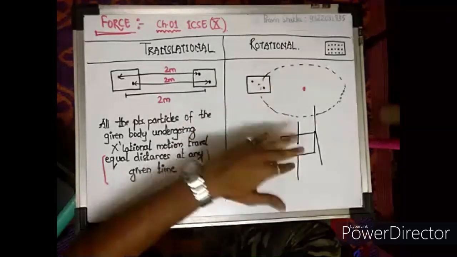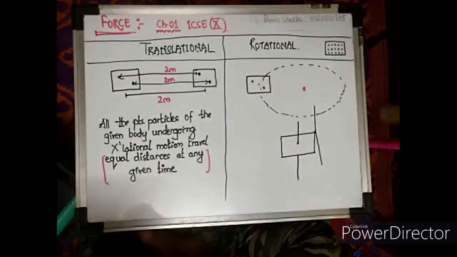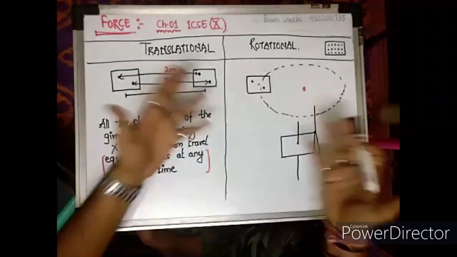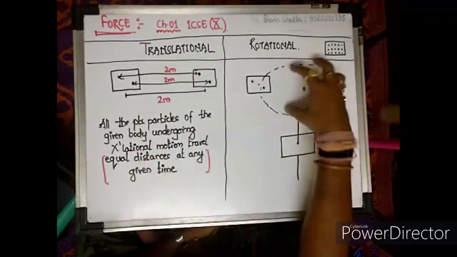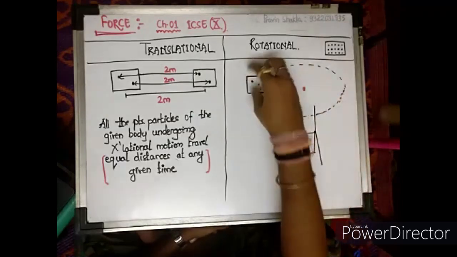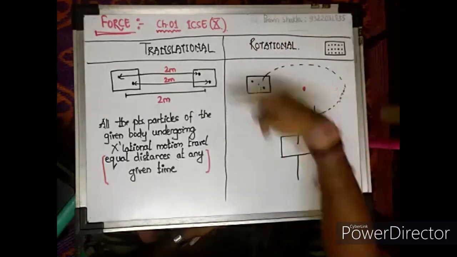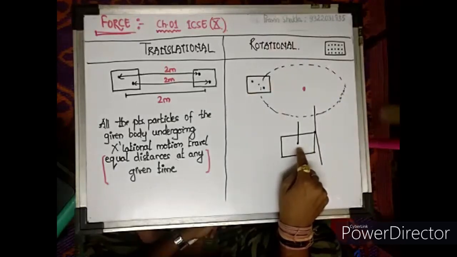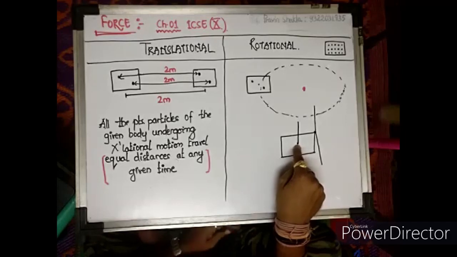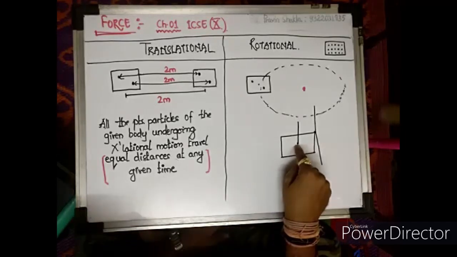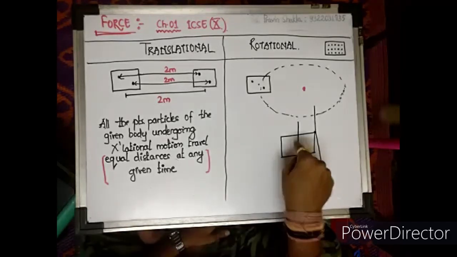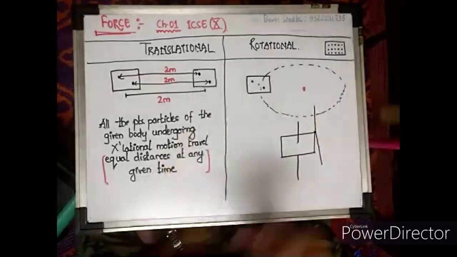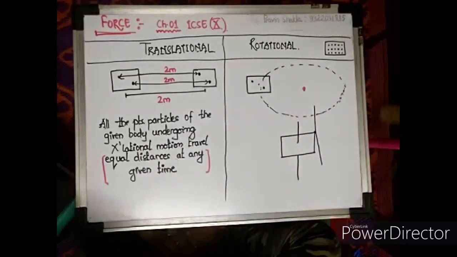So sir, what is the difference? What is the difference which is really making it so engaging? The difference is that here all the particles of the object are on the circular path, but here at least one particle will not be on the circular path. Which particle? The particle through which the axis is passing will not be on the circular path.